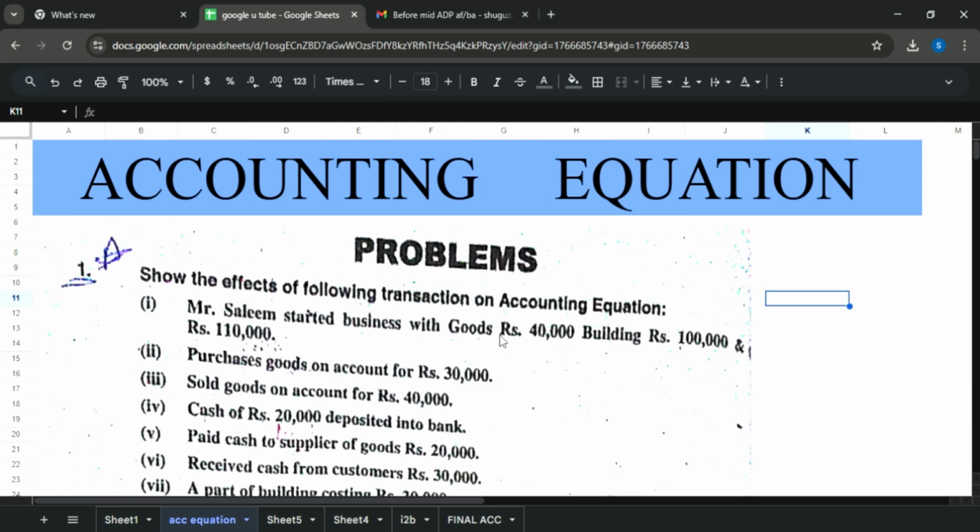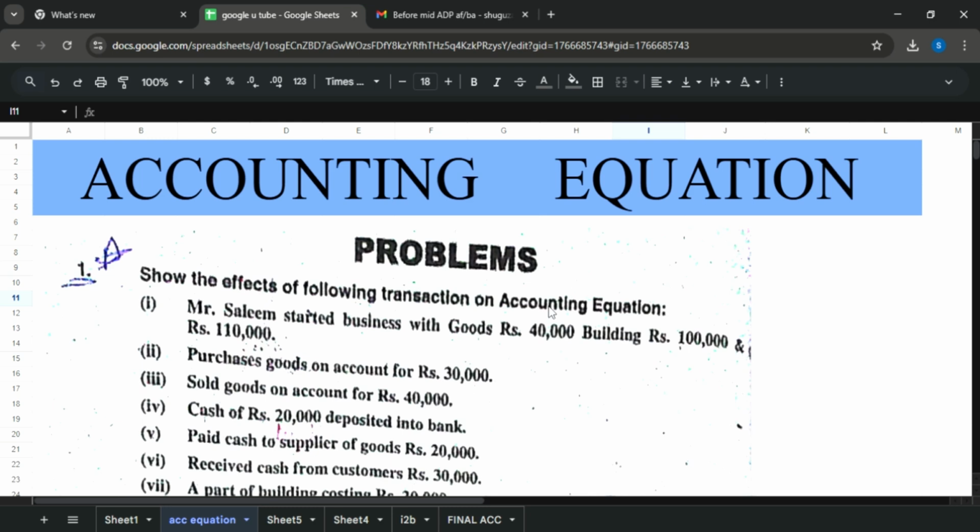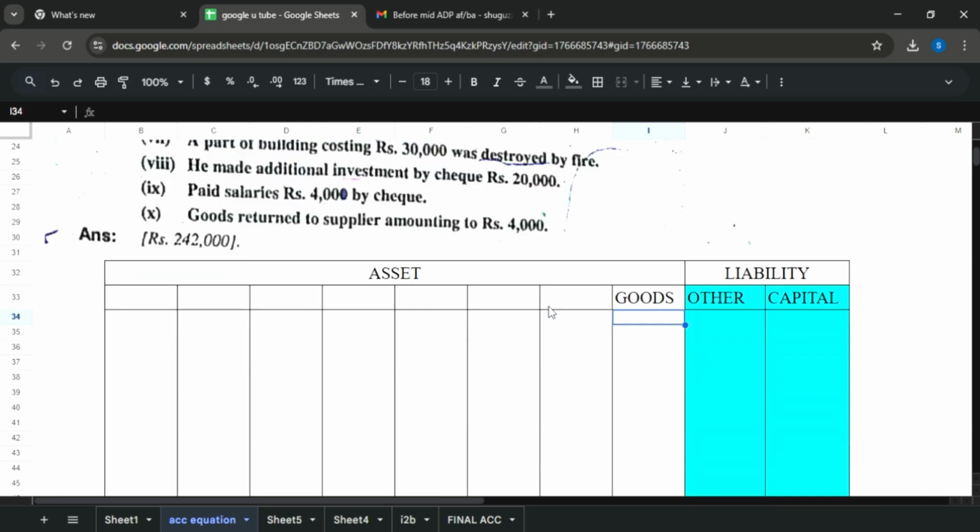What does that mean? The proprietor or owner of that business has provided goods. So goods are coming in. Goods are your new asset. This is for goods, and as usual, what has happened? Goods are increasing. How much amount? 40,000. So you will write 40,000 with a plus sign.